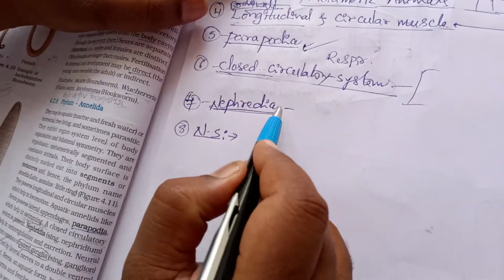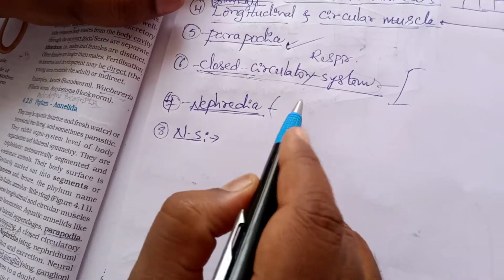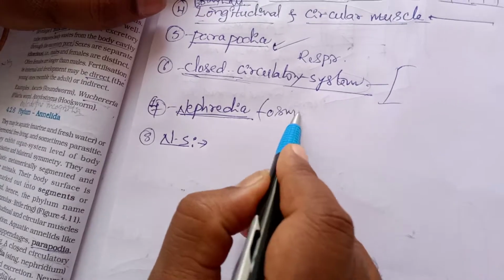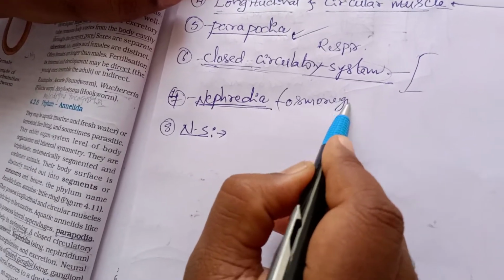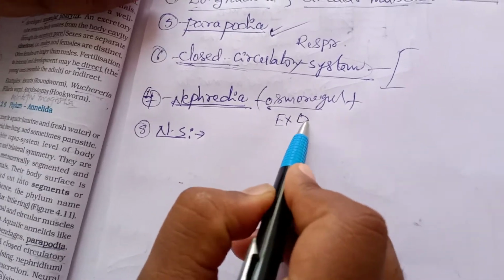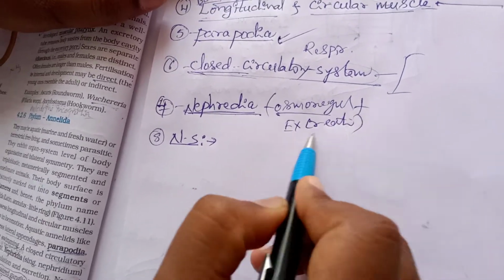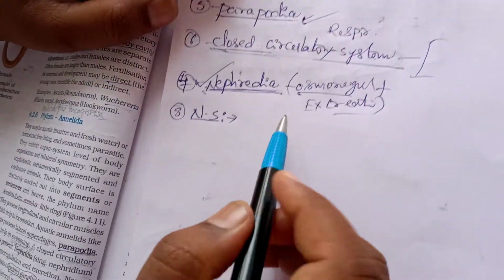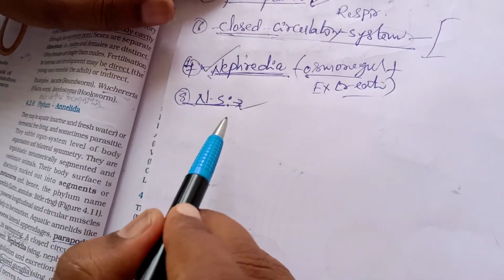Next is the nephridia. They participate in osmoregulation plus excretion, just like our kidney. The earthworm's kidney is the nephridia. Next is the nervous system.